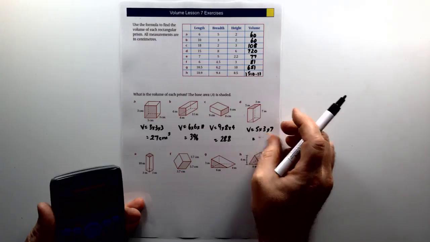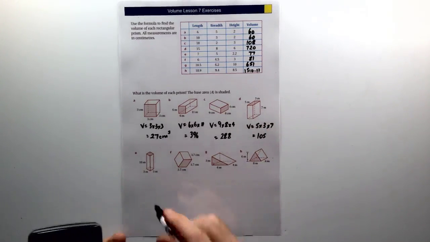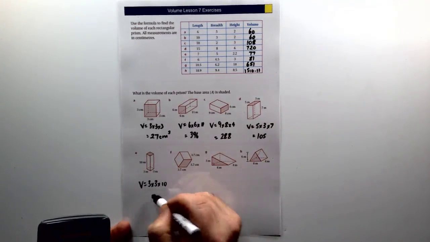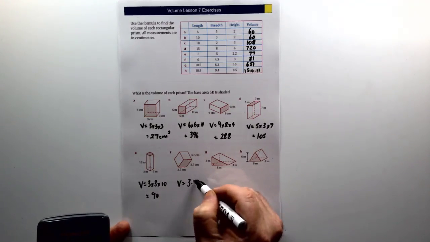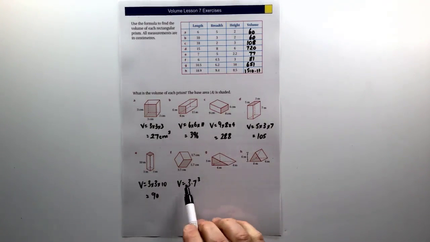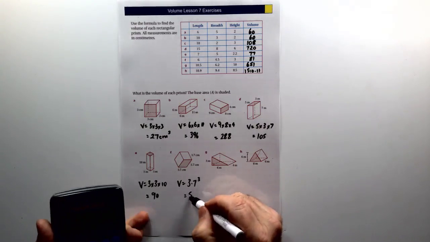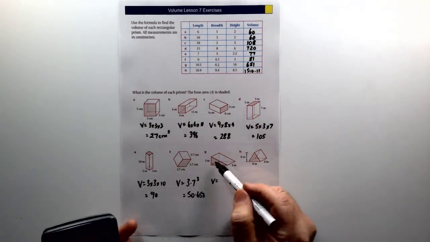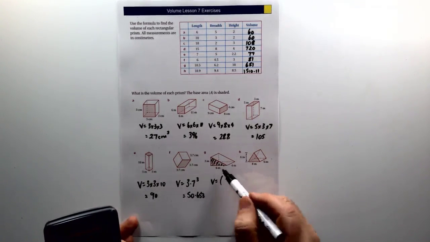Let's try that again. Okay, here we're going to go 3 times 3 times 10, which is 90. Here we're going to go 3.7 cubed. We could have written 3.7 times 3.7 times 3.7. So that'll give us 50.653.